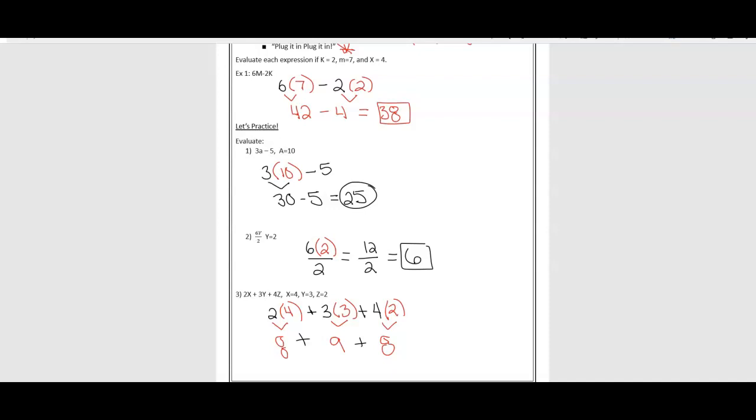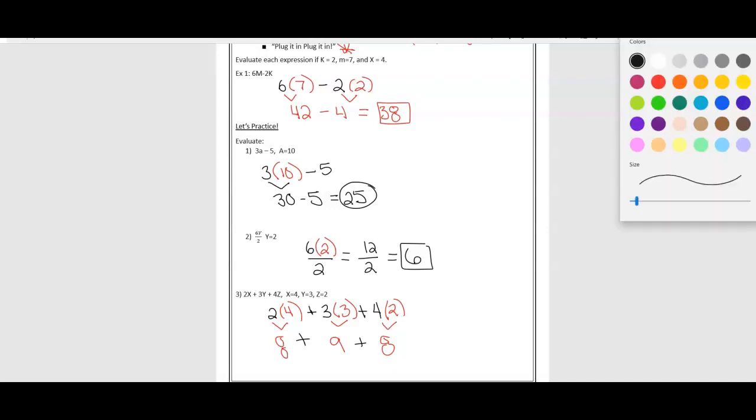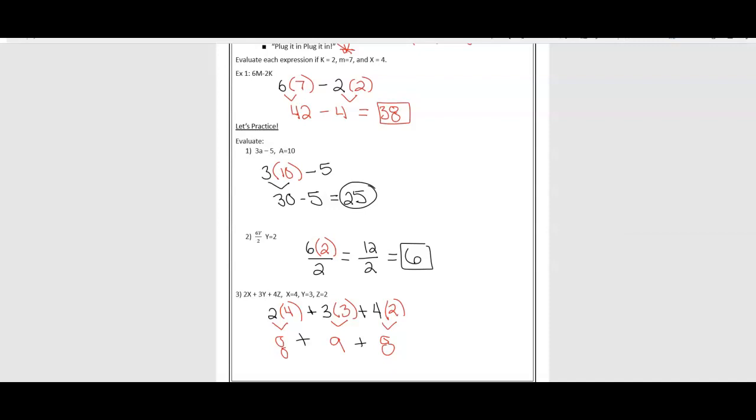Accidentally hit that button there. Sorry about that. And then now I'm just going to add across, 8 plus 9 plus 8. And that's going to equal 25. And there you have it.